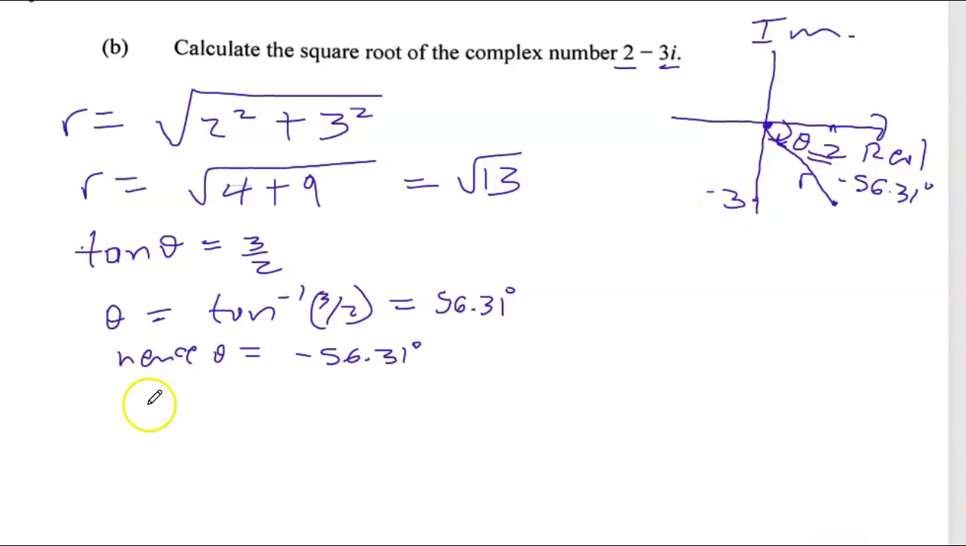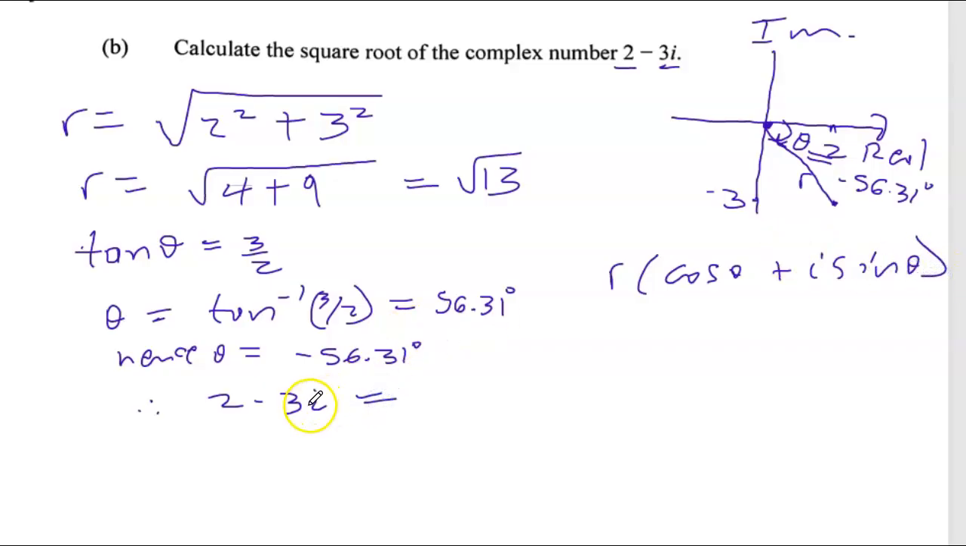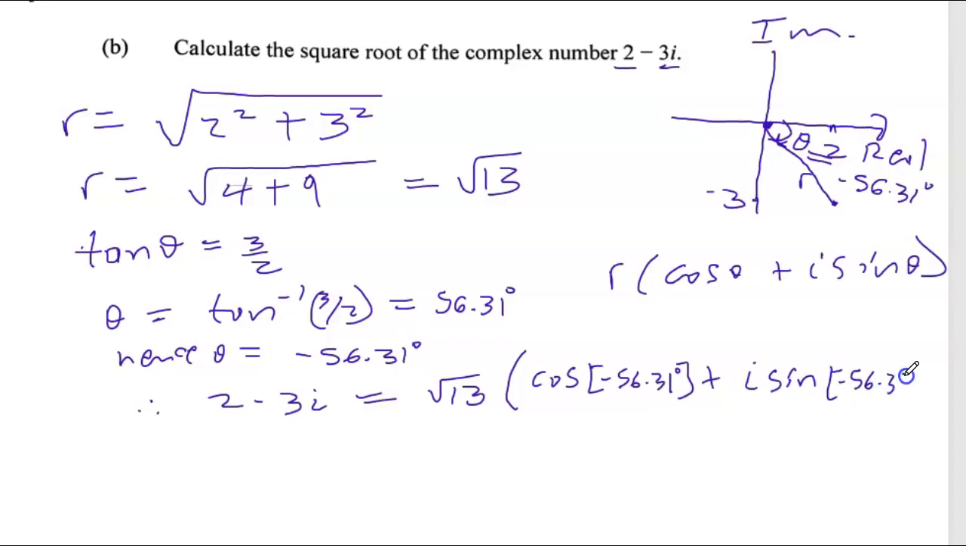Alright, so we have r and theta, so now we are able to write the complex number in its polar form. So remember, the polar form of a complex number is r into cos theta plus i sin theta. So we just found r, so let's rewrite 2 minus 3i as root 13, into cos of negative 56.31 degrees plus i sin of negative 56.31 degrees.